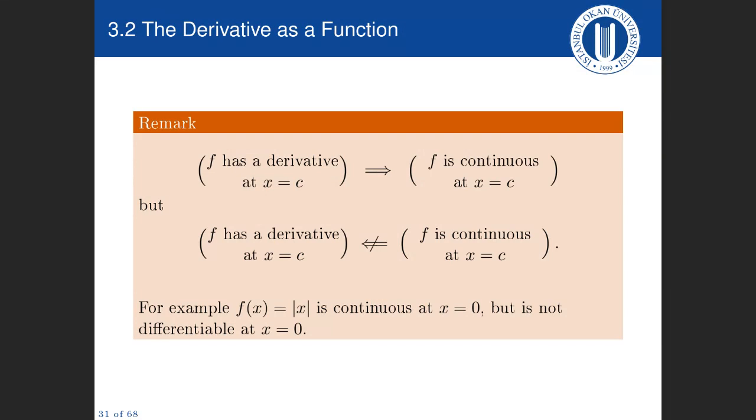Now, let me just note before I go any further, we've just seen that if f has a derivative at x equal to c, then f is continuous at x is equal to c. But the converse is not true. It's not true that if a function is continuous, then it has a derivative. And we've already seen a counter example to this. We've seen that the absolute value of x is continuous at x is equal to 0, but is not differentiable at x equal to 0.